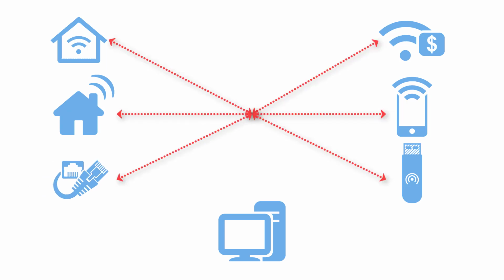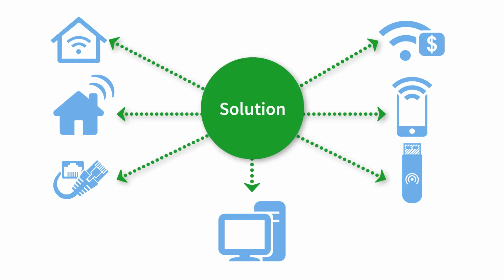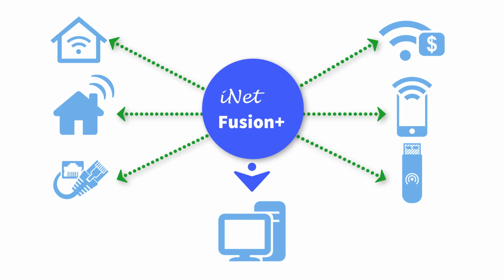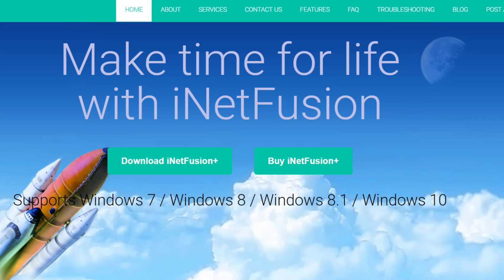Even with all these options, it's sad that at a single time you can only use one connection. Luckily, today we have a solution to use all the networks at the same time, to give you maximum connection speed. The solution is iNetFusion Plus, powered by Endpoint Dynamics. iNetFusion merges all your networks system-wide or for a specific application. It is supported by Windows 7, Windows 8 and Windows 10.